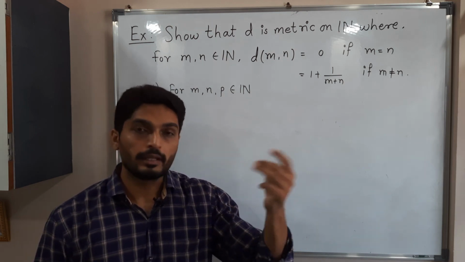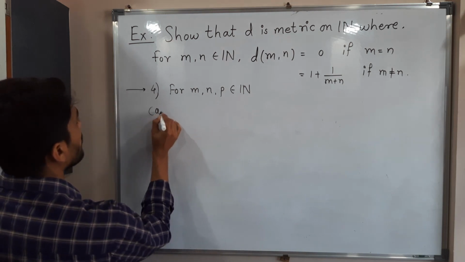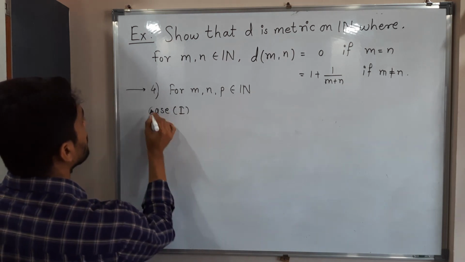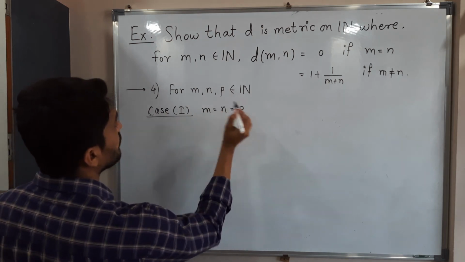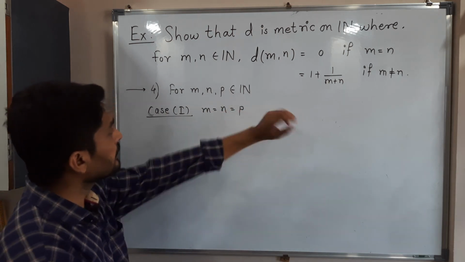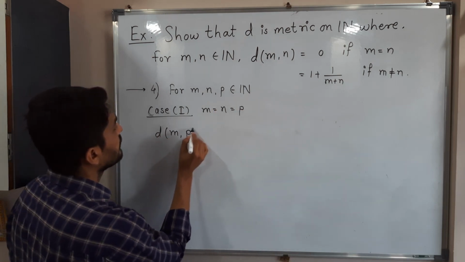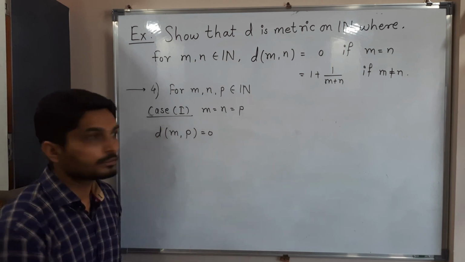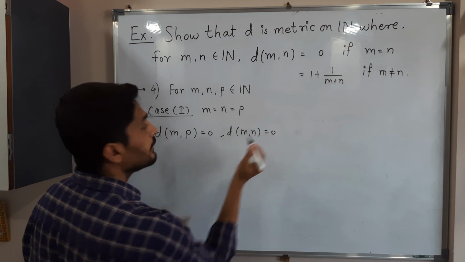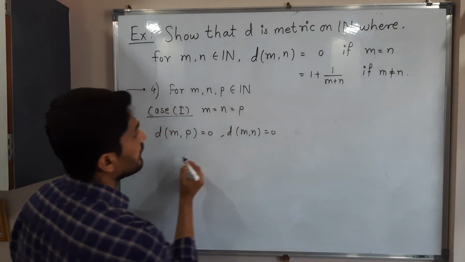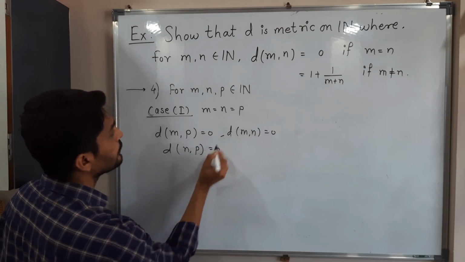If three of them are equal, okay, so what is my case number 1? Case number 1 is m = n = p. See what will happen if m = n = p. Since all of them are equal, d(m,p) = 0, d(m,n) = 0, and d(n,p) is also 0.